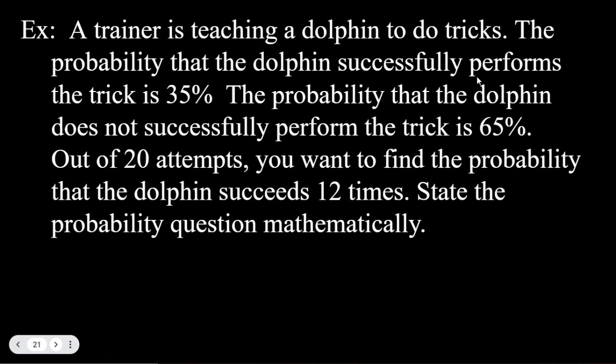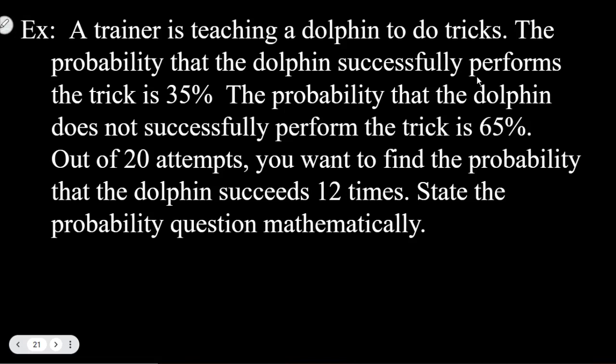Another example, a trainer is teaching a dolphin to do tricks. The probability that the dolphin successfully performs the trick is 35%. The probability that the dolphin does not successfully perform the trick is 65%. Out of 20 attempts, we want to find the probability that the dolphin succeeds 12 times. State the probability question mathematically.